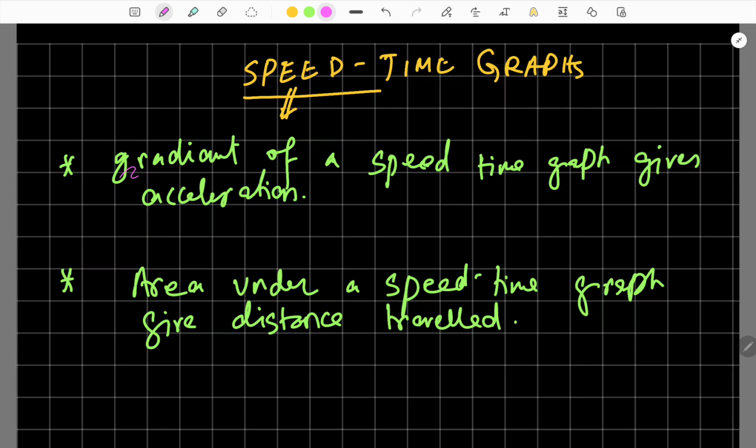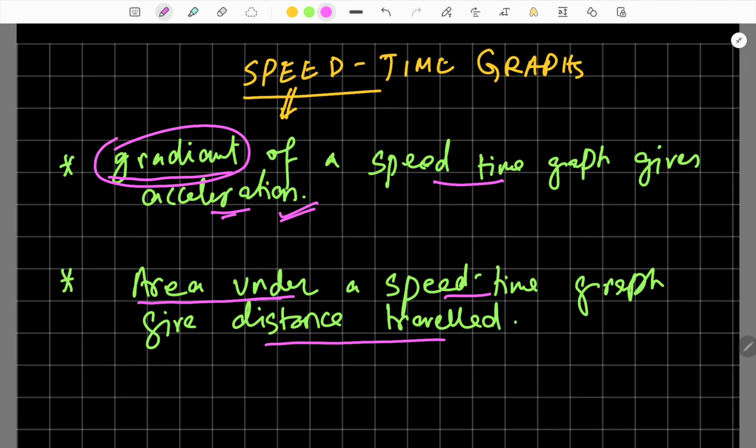Point number one, beta, when we take the gradient of a line in a speed time graph, this would give you the acceleration of that part of the journey. Clarity? And when you take the area under a speed time graph of a specific part of a journey, that would give you the distance traveled.